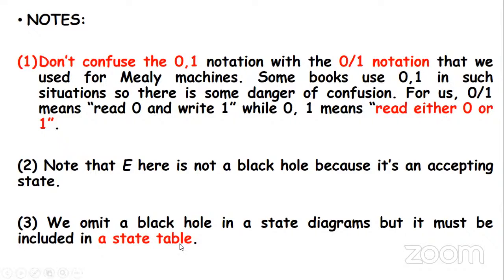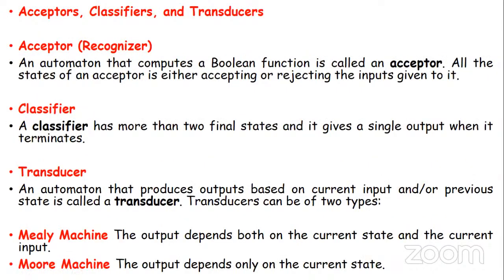All right, so we omit a black hole in a state diagram but it must be included in the states table. Now, why we have to branch to the black hole is the concept of equivalence, reduction, and also removing inaccessible states. That's why we have to visit it earlier. So I have to divide this class into last week and this week for you to get at least a bit of understanding of it, because by the time we get to the next one, it's going to be a very fast roller coaster.